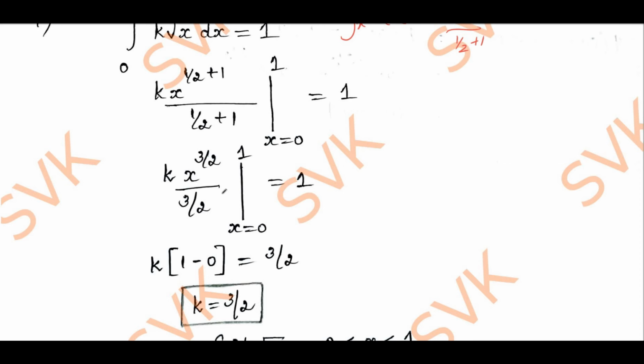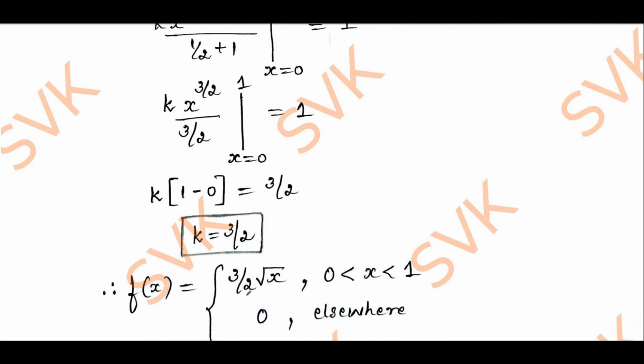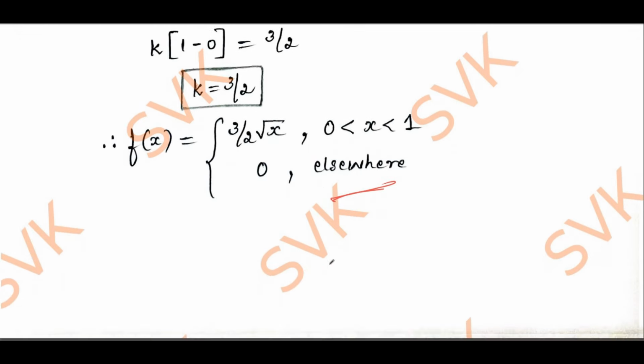the k value will be equal to 3 by 2. After simplification, the k value will be equal to 3 by 2. So once we got the value of k, substitute that k value in the function f of x. We are going to get this as f of x. Now find out the CDF.